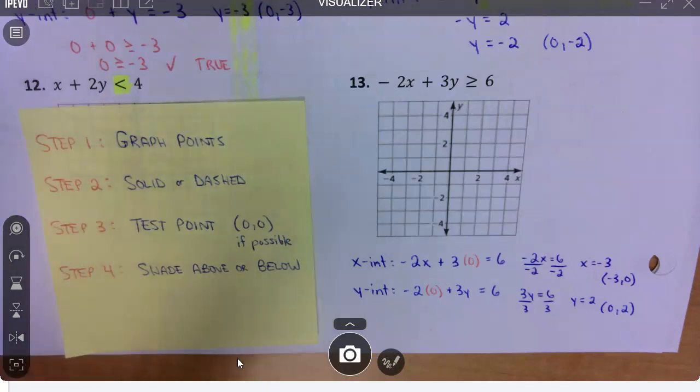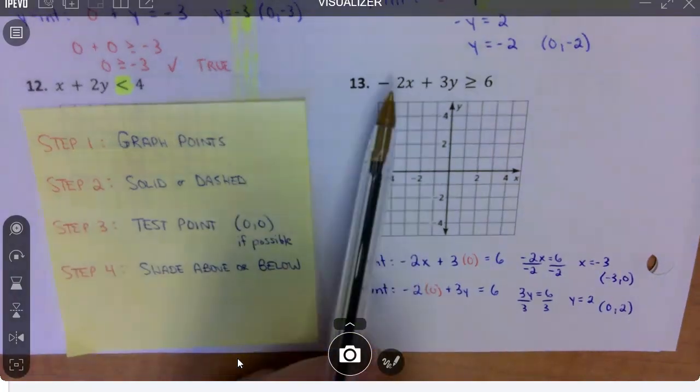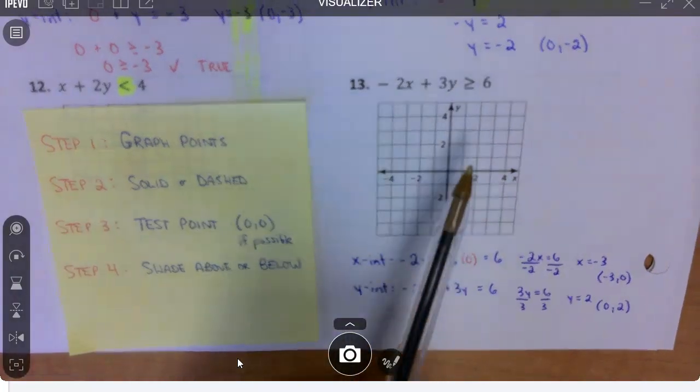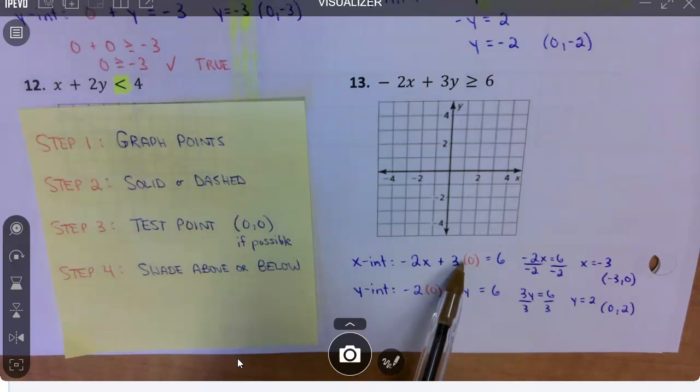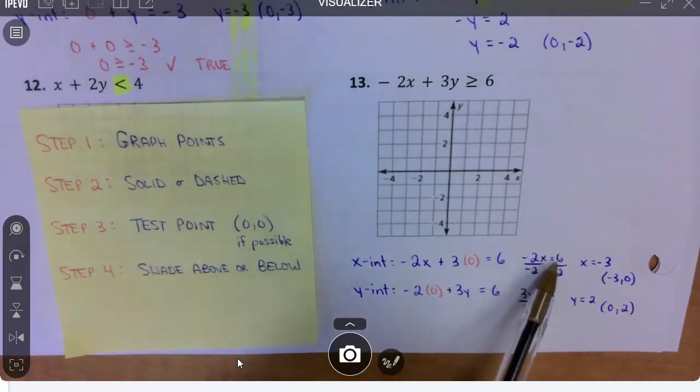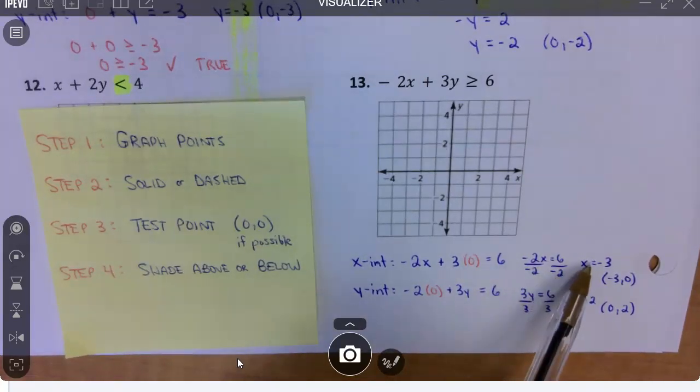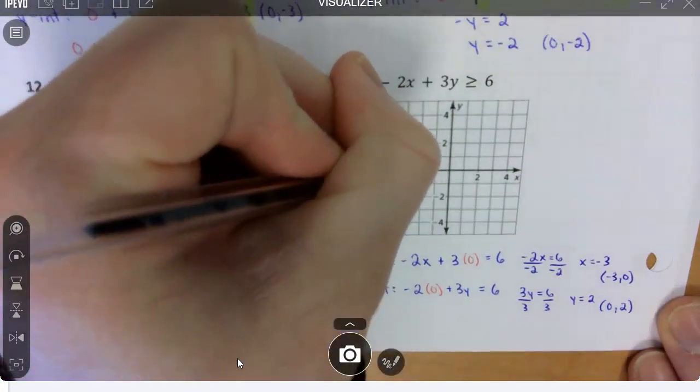Alright, last example. Are you sad? It's almost over. Oh no. So when I do this, standard form again, I make the y 0 to find the x-intercept. 3 times 0 just disappears, so I'm left with negative 2x equals 6, divided by negative 2 on each side. X is negative 3. That's the point negative 3, 0, which occurs right here.